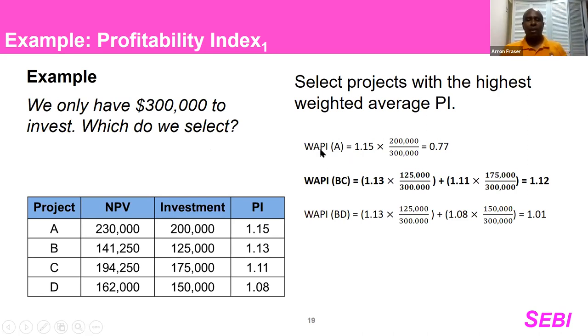We find the weighted average profitability index for A. The initial investment is 200,000. So the weighted average profitability index of A is 200,000 upon 300,000 times the profitability index, and you will get 77.